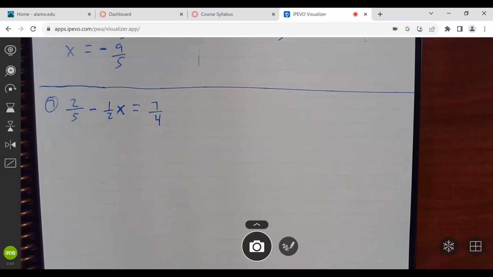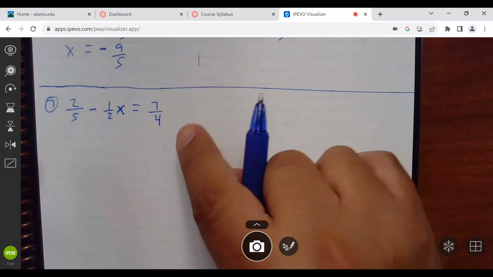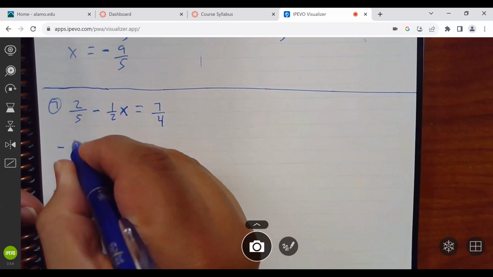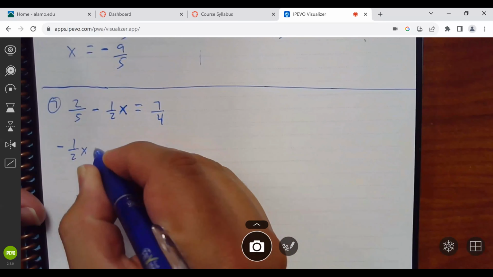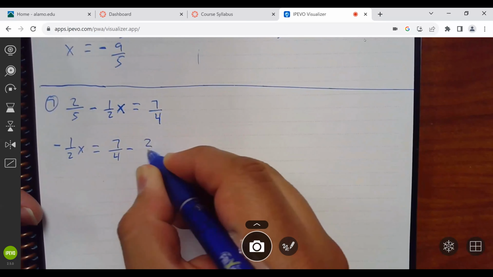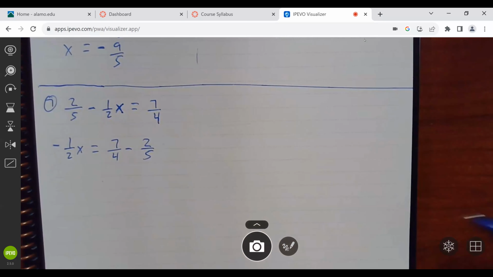Same process. What do we do first? You subtract 2 fifths. Yeah, subtract the 2 fifths on both sides, right? Now, I'm gonna move it over just because I'm lazy. That'll be 7/4 minus 2 fifths. You cool with that? You skipping that step? Is that fine?